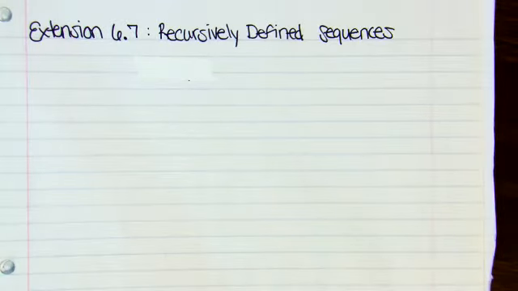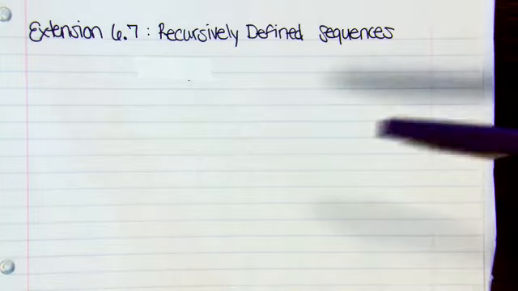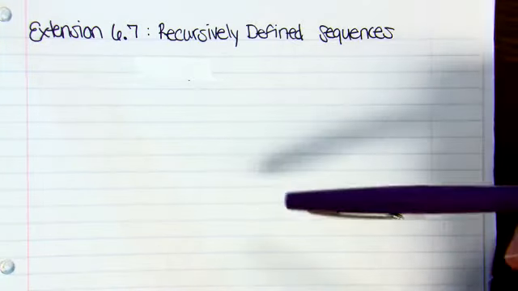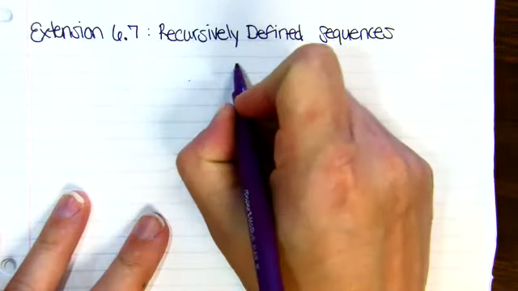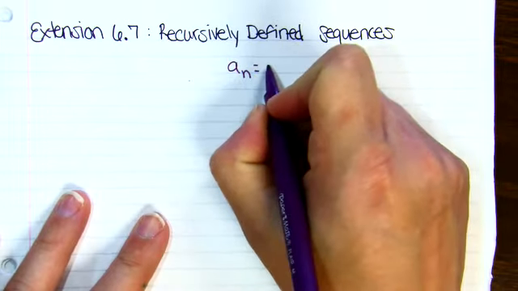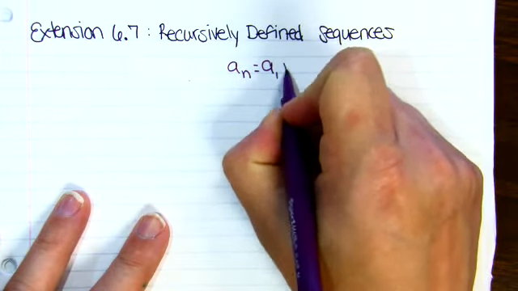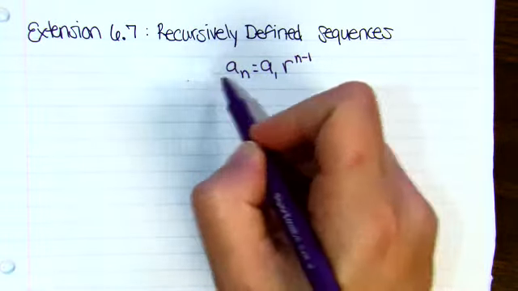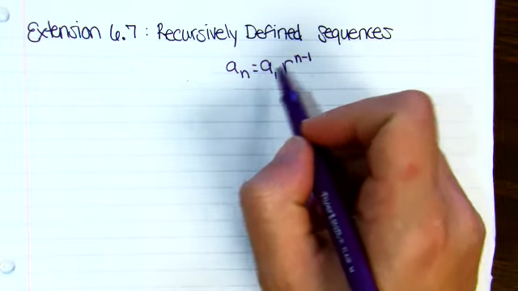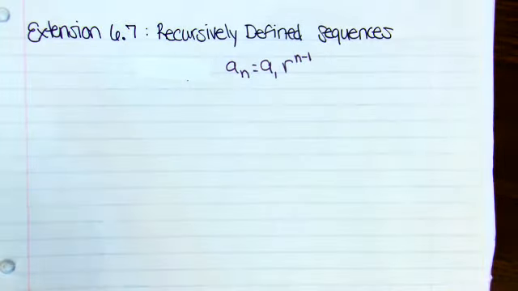So to wrap up Chapter 6, we have Extension 6.7, which is recursively defined sequences. Up until this point, we had our arithmetic sequences and our geometric sequences, and we were able to come up with formulas that helped us jump right to the term number that we wanted. For example, with geometric sequences, a sub n equals a sub 1 times r to the n minus 1 power. This meant that if we wanted to find the 10th term, we could just use this formula, as long as we knew the first term and the common ratio.